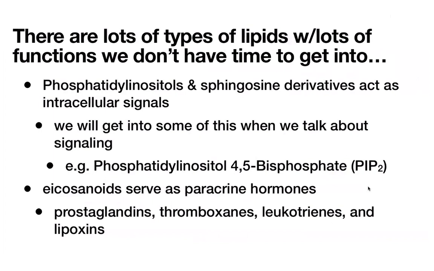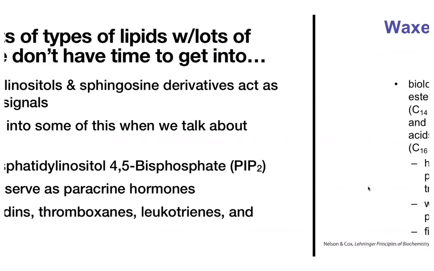Speaking of various cool stuff, there are a lot of types of lipids that we didn't get into and that we're not going to get into, but your book goes into them if you're interested. You have things like eicosanoids, which serve as paracrine hormones, such as prostaglandins. We'll talk a little bit about some of the intracellular signaling roles of some of the lipids, like phosphatidylinositol and sphingosine derivatives, things like PIP2 and PIP3. We'll get into some of that, but for now, you don't need to worry about that. But know that there's a lot of cool stuff about lipids.